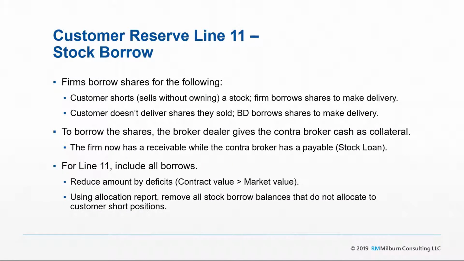All right, let's talk about customer reserve line 11, stock borrow. One of the ways that a firm ends up borrowing shares is when a customer sells without owning a stock. That's called shorting the stock. In that particular instance, the firm has to borrow shares to make a delivery. In addition, the customer might have sold the shares, and if they don't deliver those shares by settlement date, then the BD will borrow shares to make the delivery. To borrow the shares, the broker-dealer gives the contra-broker cash as collateral, and now the firm has a receivable while the contra-broker has a payable, also known as a stock loan. So, for line 11, include all the borrows. Now reduce the amount by the deficits, which are contract values greater than market value per contract.